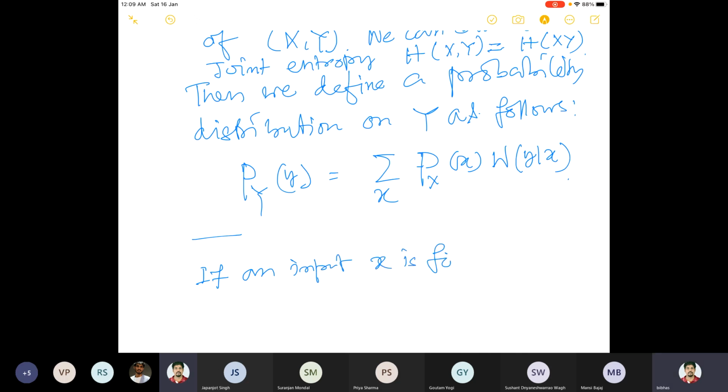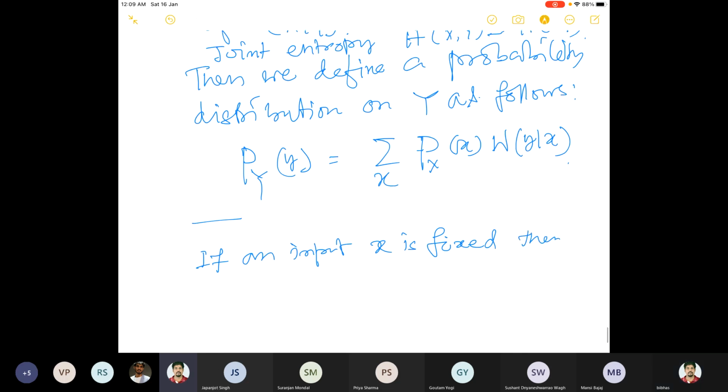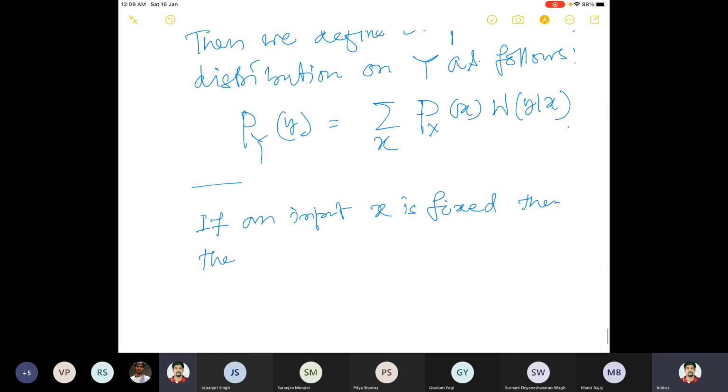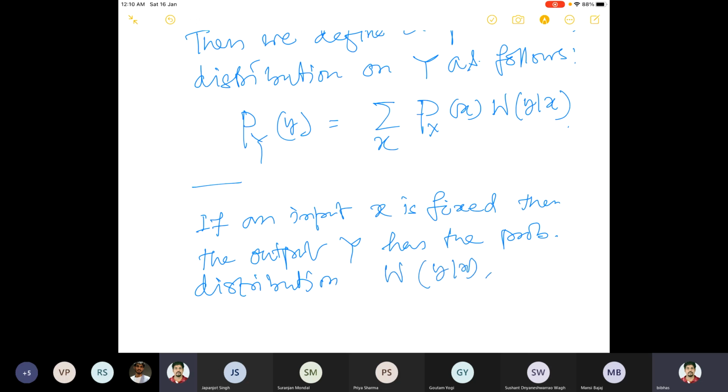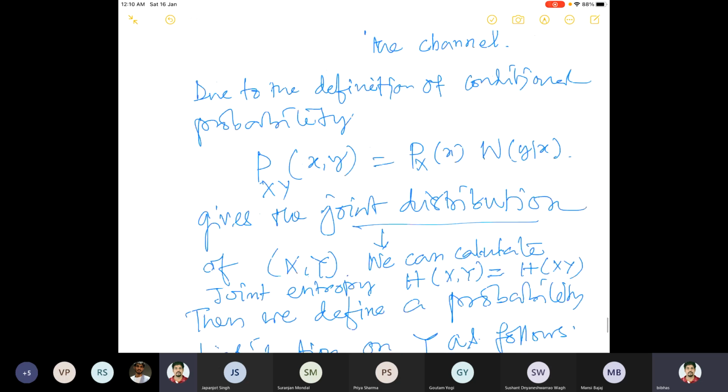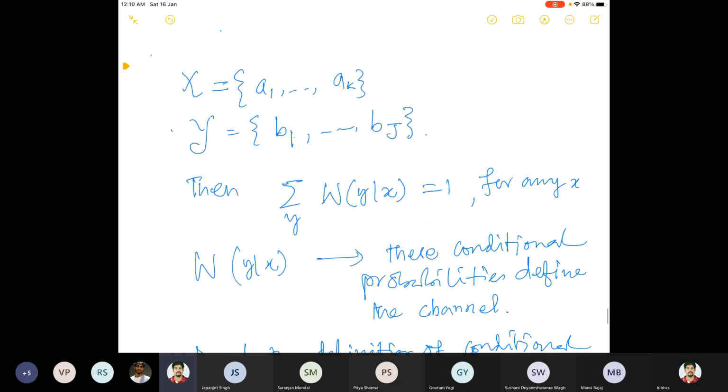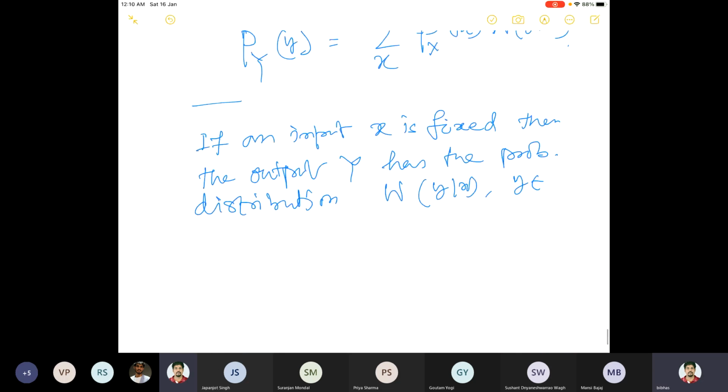So if an input x is fixed, then the output Y has a probability distribution. We just defined it before, W(y given x), for all y in the output alphabet.